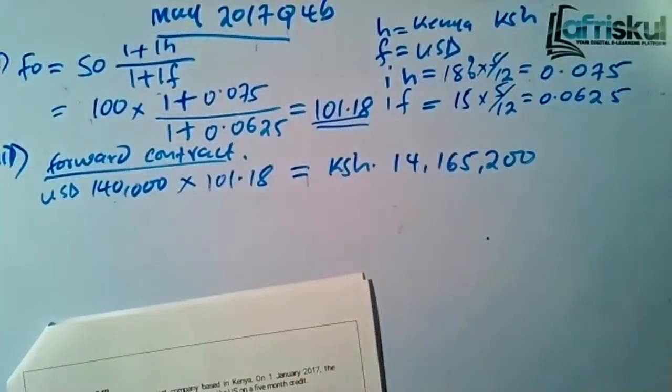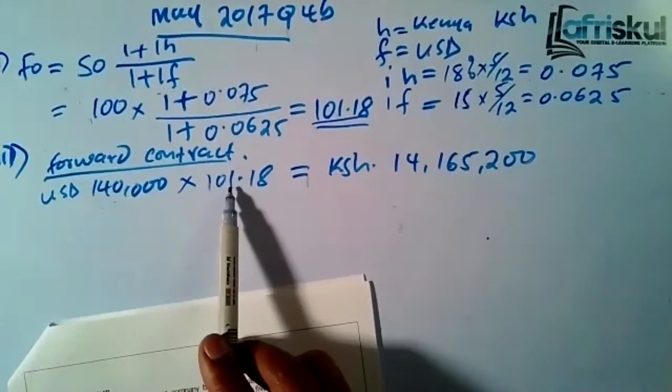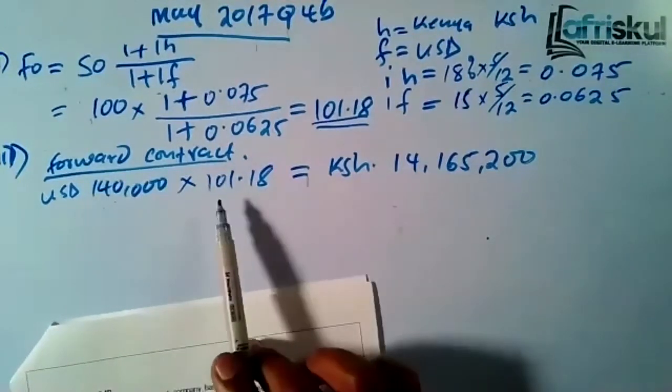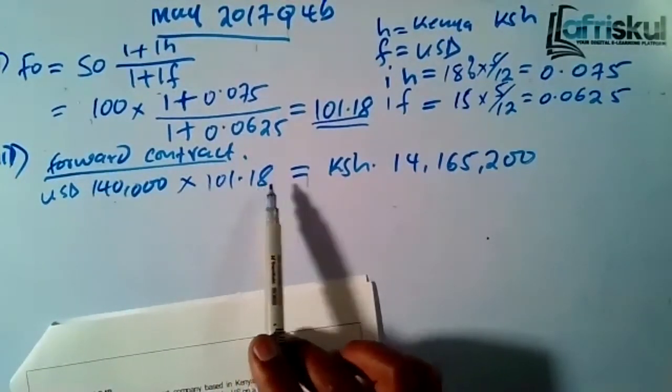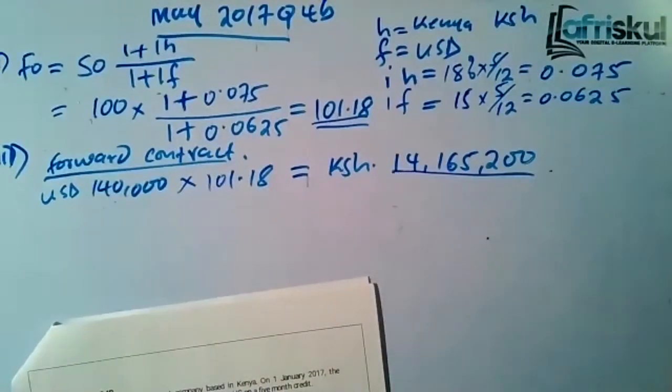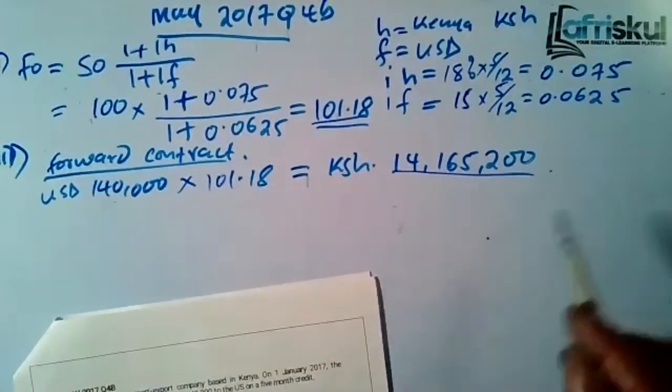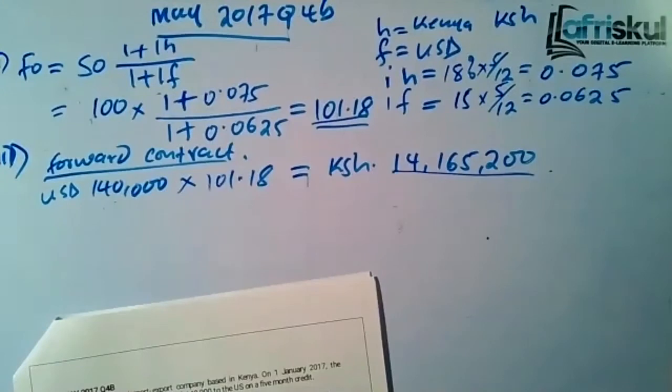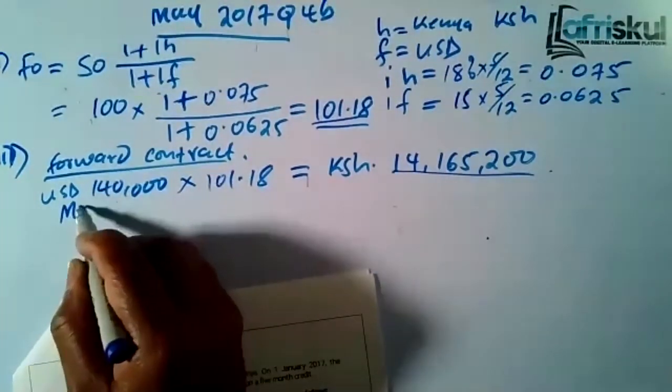101.18 in 5 months' time. So it's 140, you multiply by the prevailing interest rate at that time, which would be 101.18. In that case, you get 14,165,200. Now let's look at the other strategy. Let's look at money market hedge.